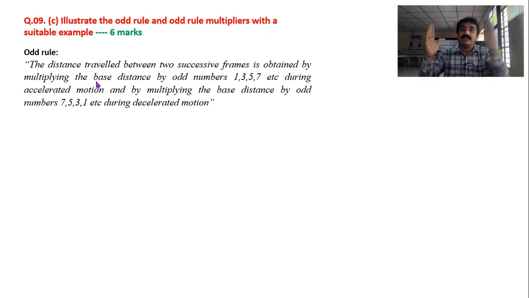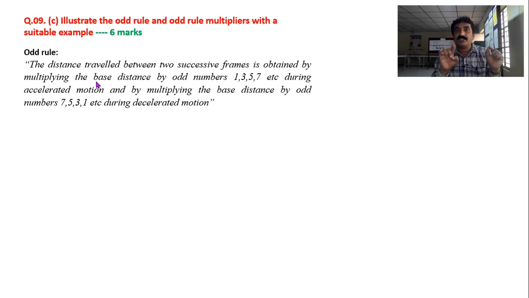If the body is decelerating, multiply by 7, 5, 3, 1, the opposite. But it is once again odd numbers only. 1, 3, 5, 7 during slow out process, 7, 5, 3, 1 during slow in process. This is the odd rule. This odd rule is very helpful in finding the distance between the frames, distance between any two frames, distance between the first and any other frame.